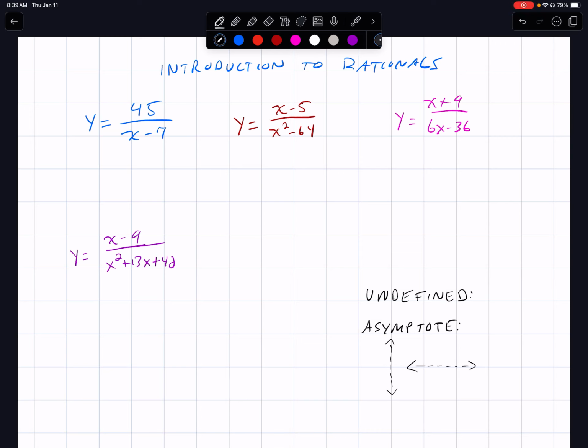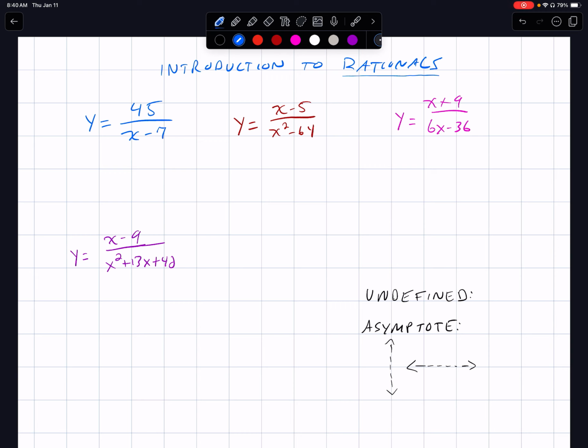Okay, so welcome to the introduction to rationals. We're going to take a look at the behavior of these rationals, and we've already studied some of the stuff, but let's take a look at some of the important aspects of it. So first of all, what a rational function is, it literally means a fraction, right? There's an expression on the top and an expression on the bottom, and it really means a fraction.